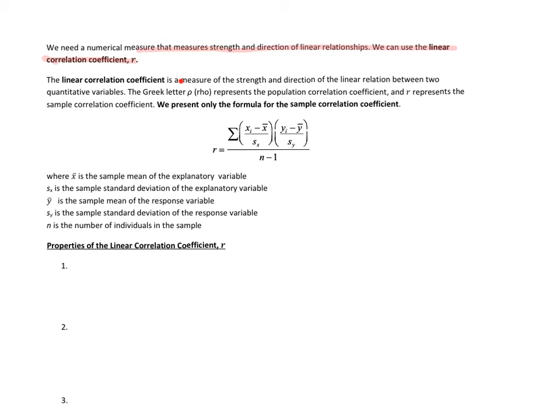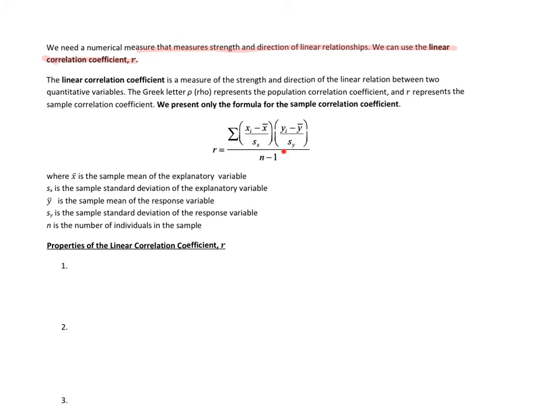Rho, this Greek letter right here, is for population correlation coefficients, but we don't use that in this class. We're just going to focus on r for samples. All right, and then this is our formula. And it looks crazy, so we're going to be dependent on our calculator for sure.